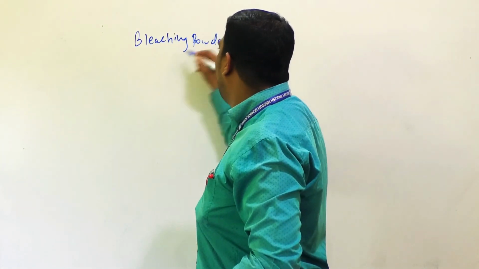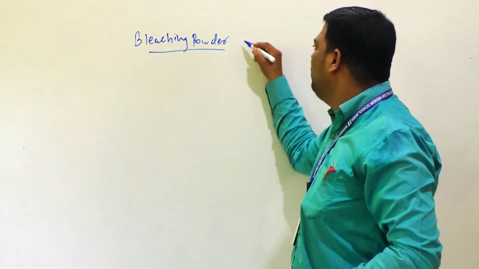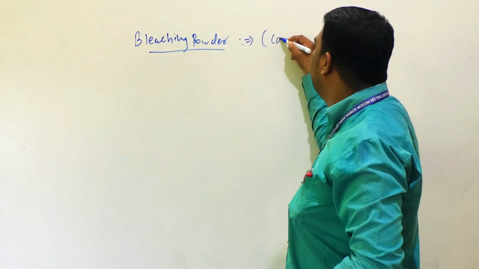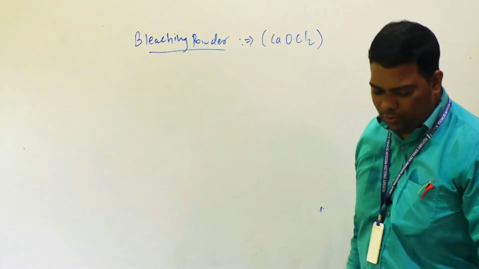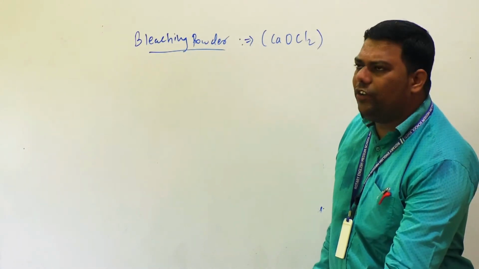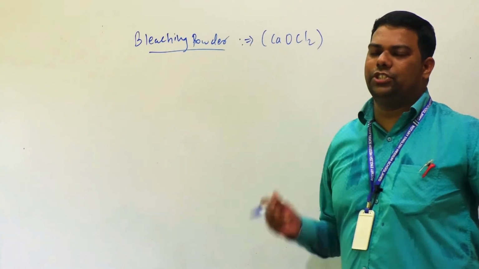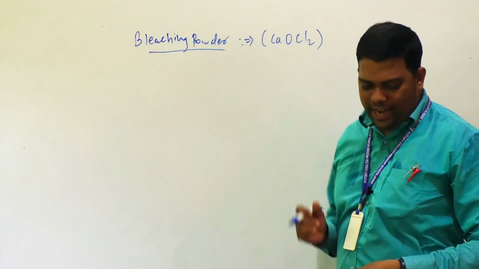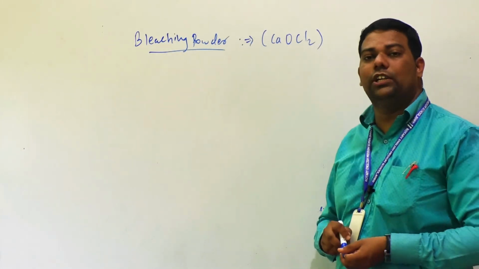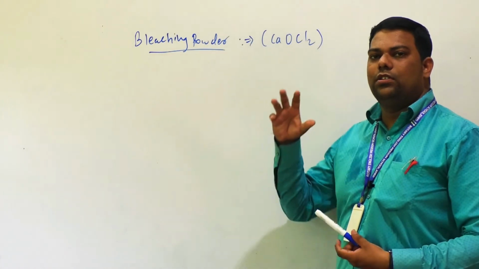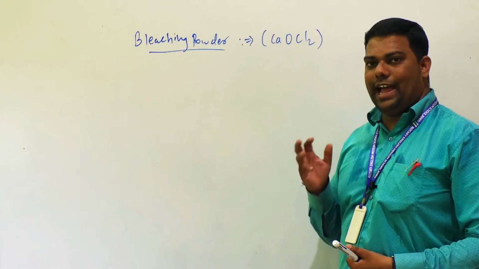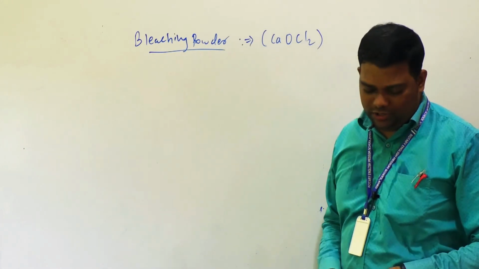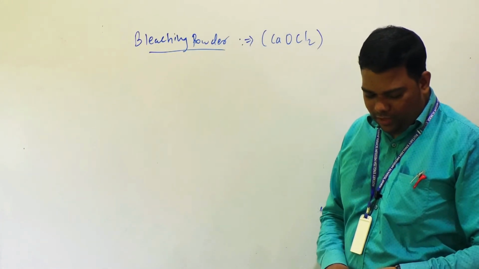So bleaching powder formula, as you know, the chemical formula is CaOCl2. So how is it formed? Bleaching powder is formed by the action of Cl2 gas on slaked lime, that is lime water, calcium hydroxide. Okay, understood?